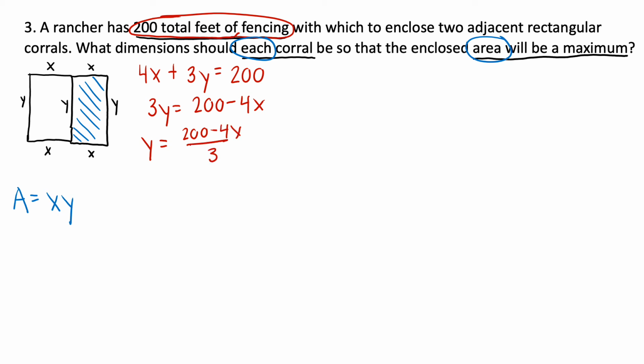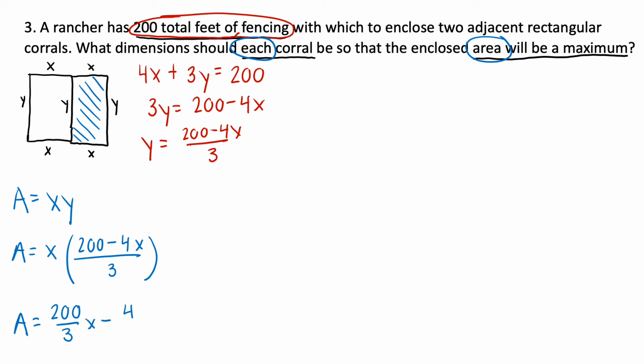And now we can actually go ahead and plug that into our area equation. So area equals x times (200 minus 4x) over 3. So let's go ahead and just distribute that x. And I'm actually going to break the fraction apart here. So we have area equals 200 over 3 x minus 4/3 x squared. That's the equation that we want to maximize.